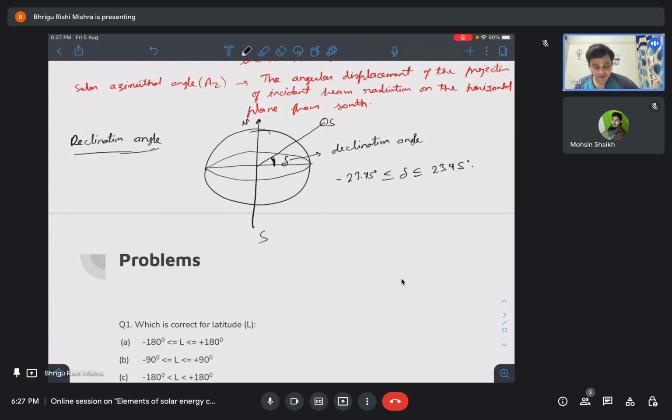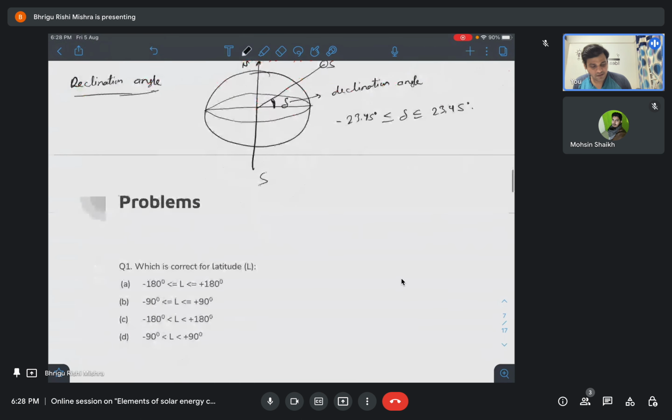So these are the main angles: latitude, zenith angle, solar altitude angle, azimuthal angle, and the declination angle. These five angles we need to understand very clearly. It will help a lot to understand any real life problem, or if we need to calculate the amount of solar radiation coming to the surface, or what the position or orientation of the solar cell should be to harness solar radiation maximally.